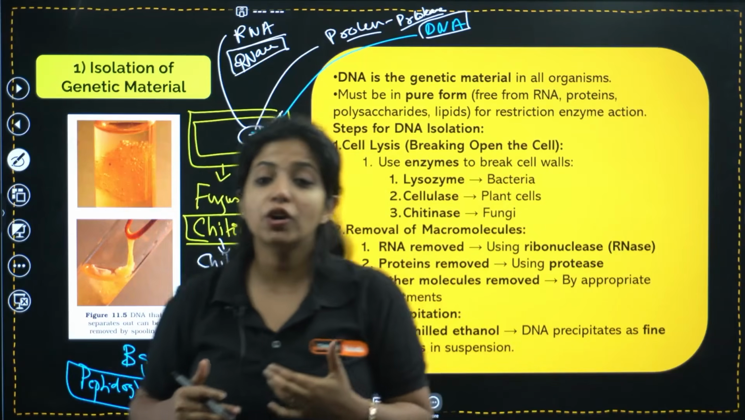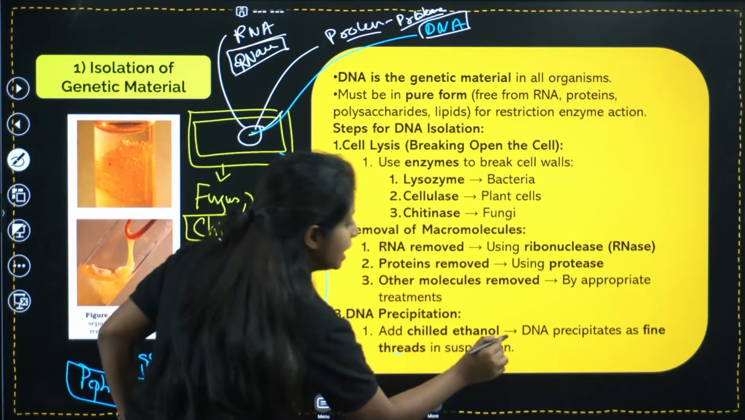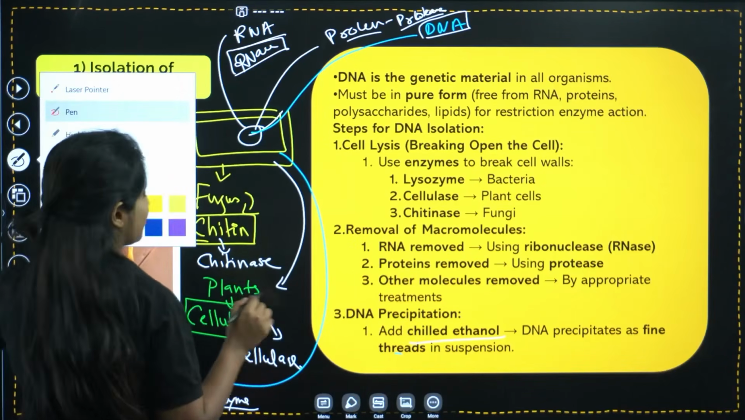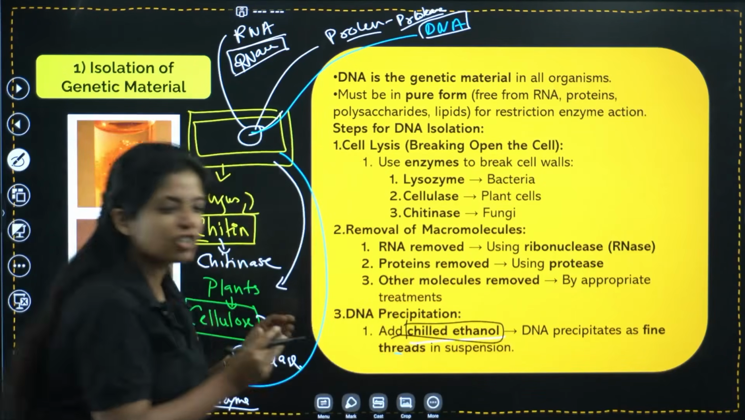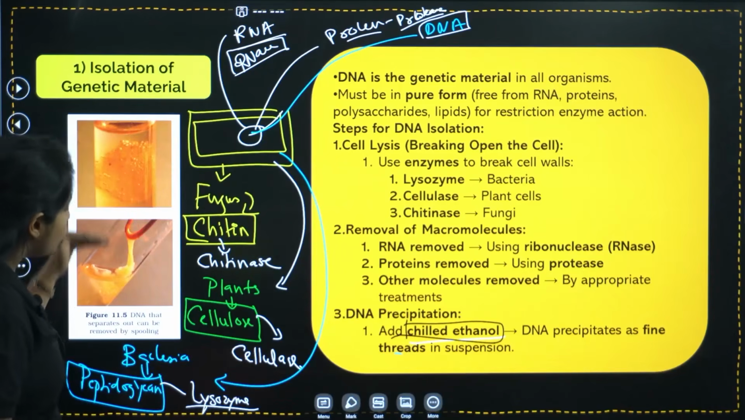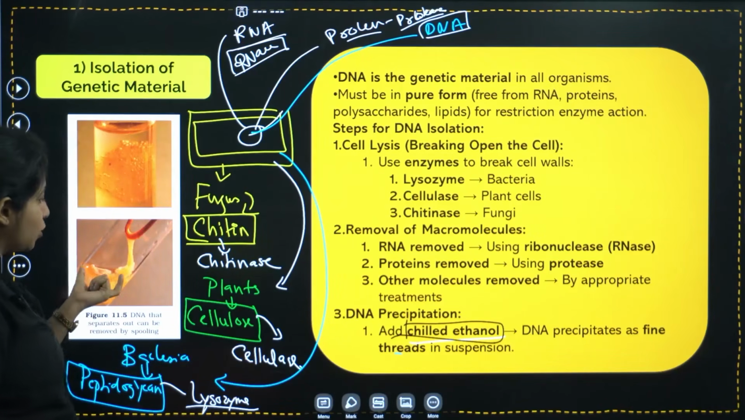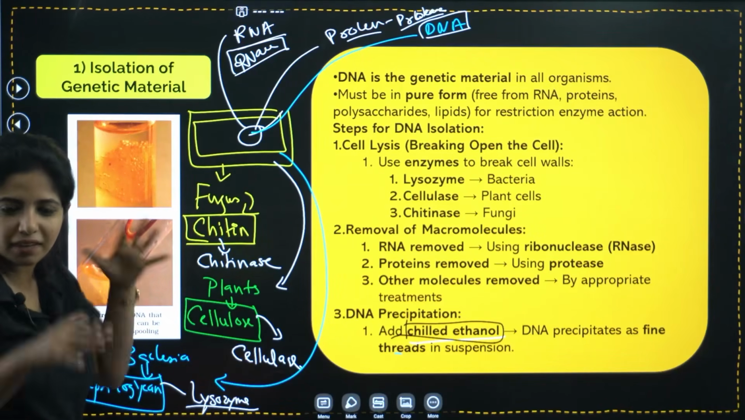For that, what are you going to do? You are going to add chilled ethanol. Remember, this is a very chilling experience. When you add chilled ethanol, the DNA is going to precipitate out, my dear children. It looks like this.